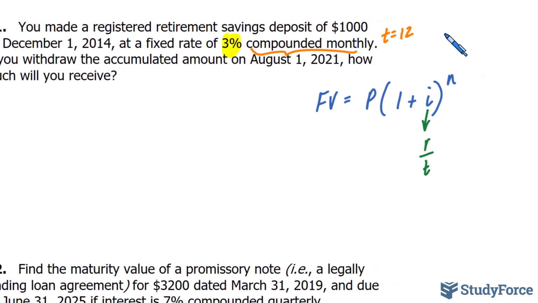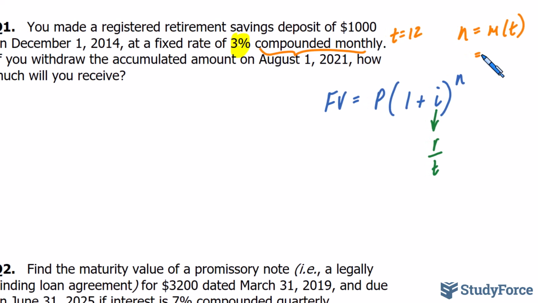N can also be broken down: N is equal to M times T. We already know what T is. M represents the duration. So the duration here is from December 1st, 2014 to August 1st, 2021, and we need that in years. So M needs to be in years. So we have pretty much everything we need except for M.